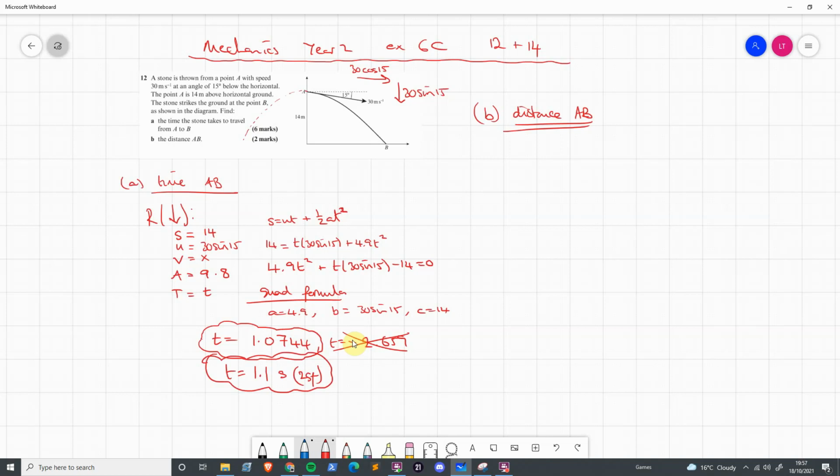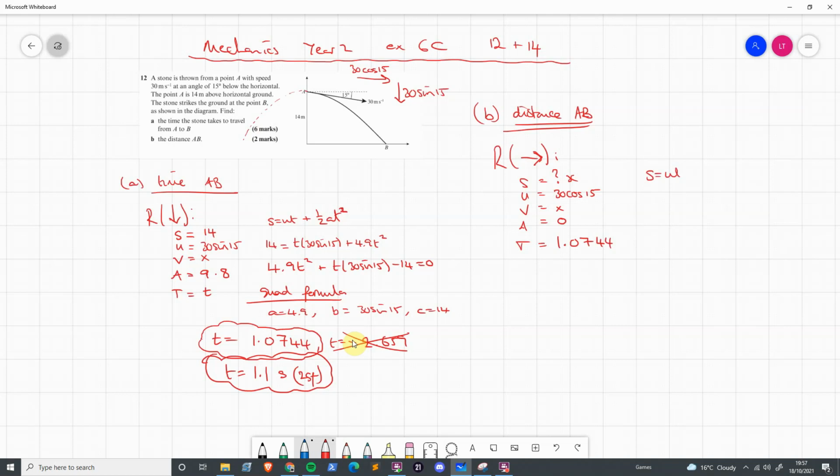Well, in this one, to find the distance A to B, I want to resolve horizontally. S, well, that's actually what I'm trying to find. I'll call that X. The speed is 30 cos 15. We don't care about the final velocity. We have no acceleration because gravity is the only thing that affects this, and it doesn't affect horizontal forces. And then time, well, it's the same value of time from that previous question, so 1.0744.